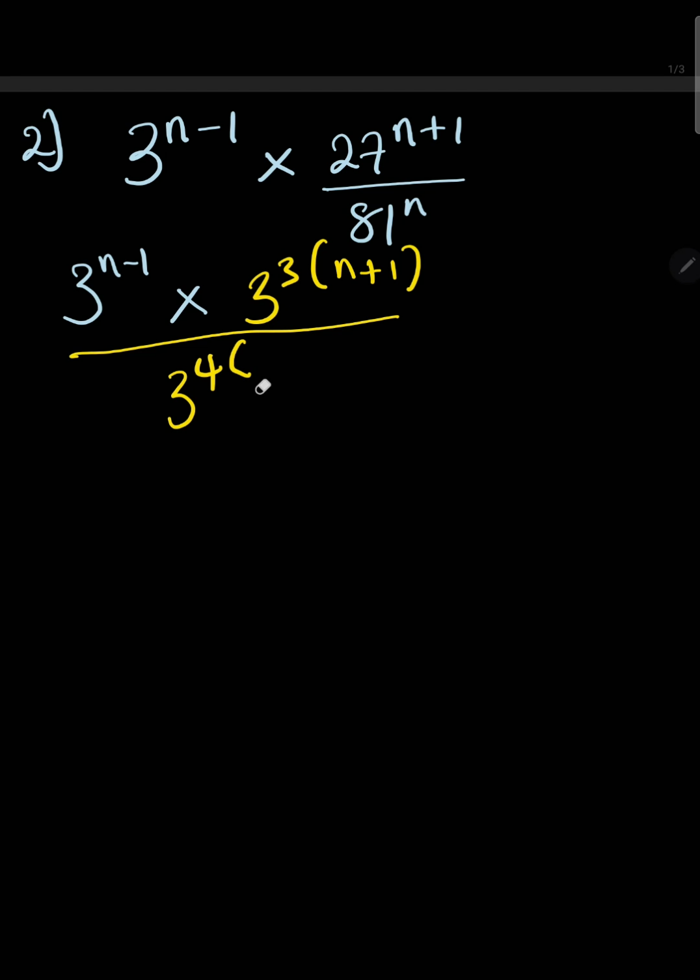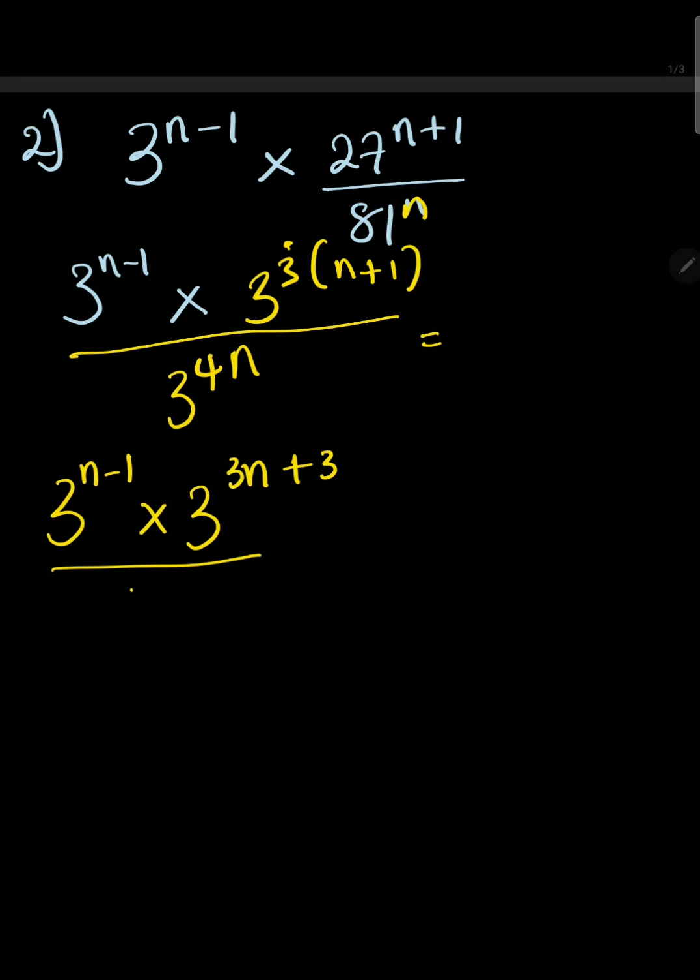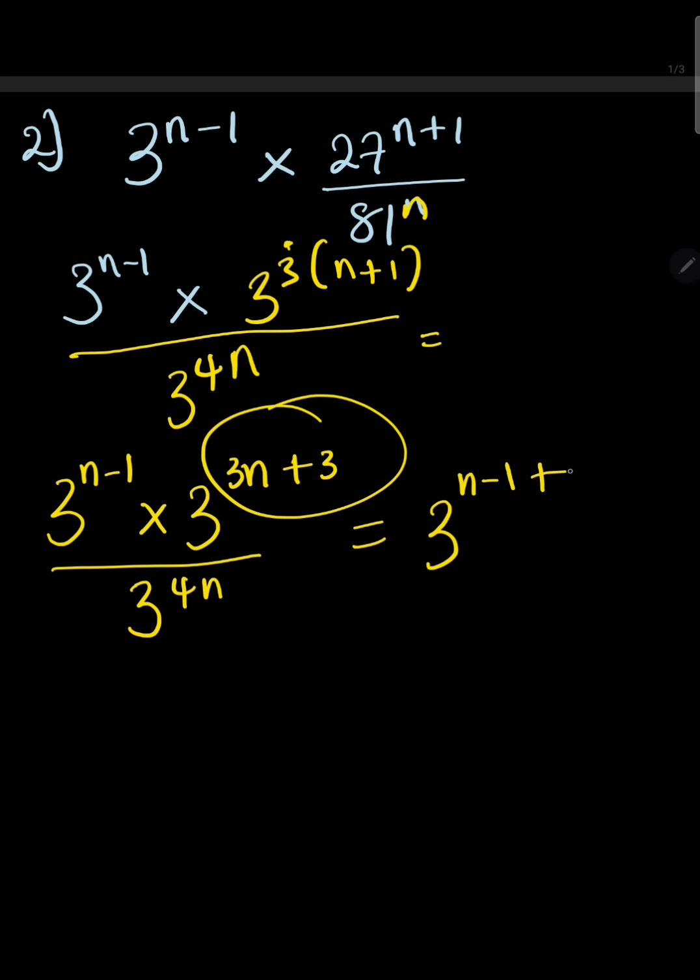Then we have a power of n. Look at this power of n here, you write it. So this becomes 3 to the power of n minus 1 multiplied by 3 to the power of, we times this 3 here. 3 times n is 3n, and 3 times 1 will give us 3, all over 3 to the power of 4n. In the numerator, because the bases are the same thing, you can add the powers. So we have 3 to the power of n minus 1 plus this power here, you add it, plus 3n plus 3, all over 3 to the power of 4n, right?